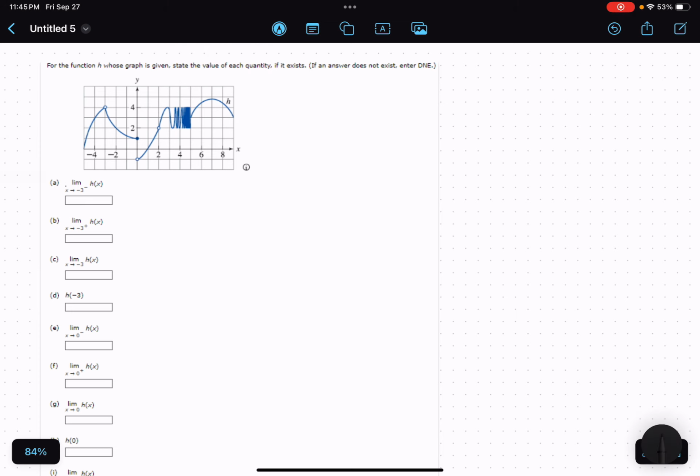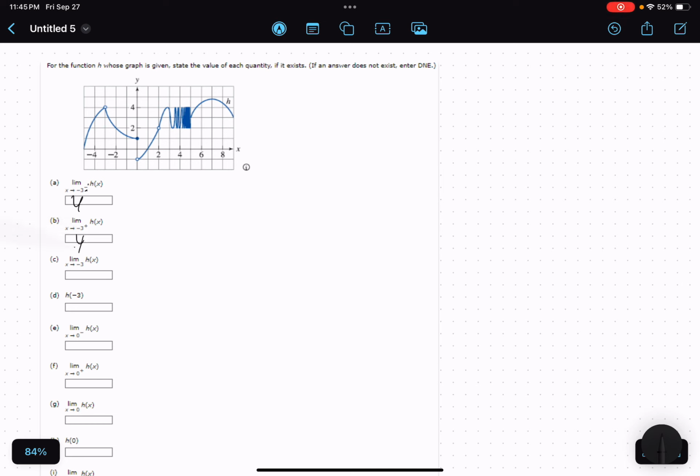So over here it's asking, as x approaches -3, what is the y? And if we look over here, this is where -3 would be. And since it's approaching it from the left over here, the value is going to be 4. And then over here, it's asking the same thing, but instead it's approaching from the right, and the value is also 4.